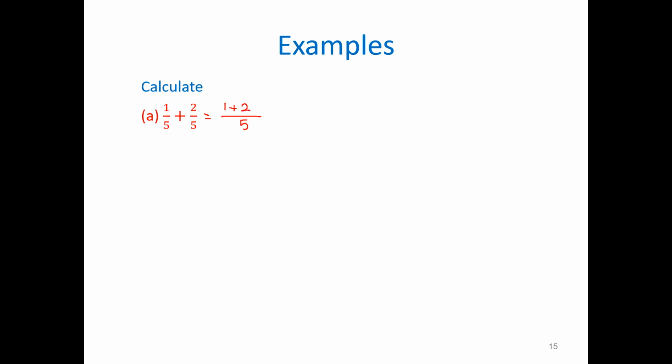If this sign is minus, meaning a subtraction operation, you put a minus. If it's a plus, you put a plus. Then 1 plus 2 is 3, divided by 5. So this is the answer, okay?